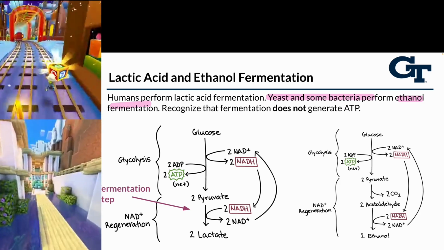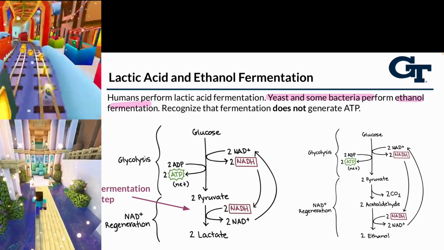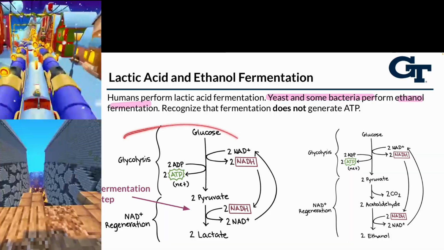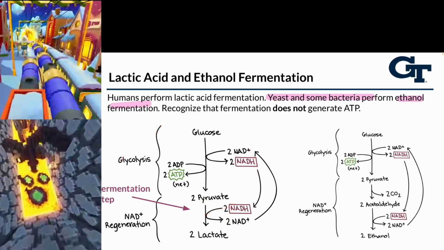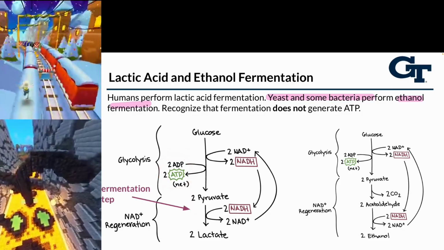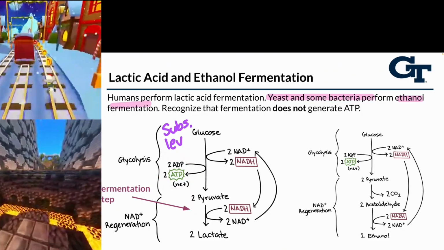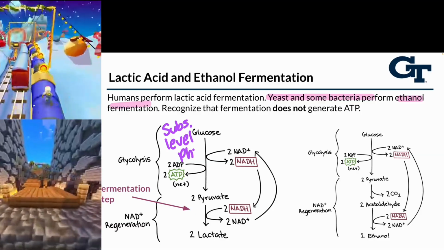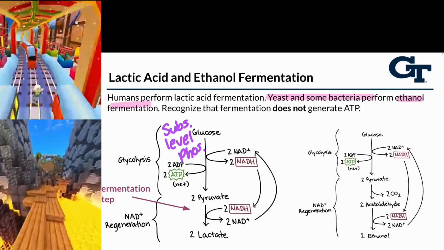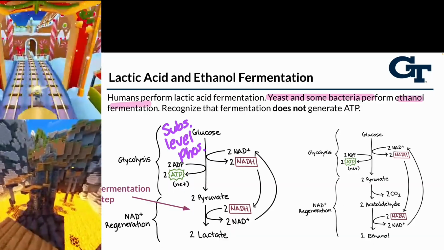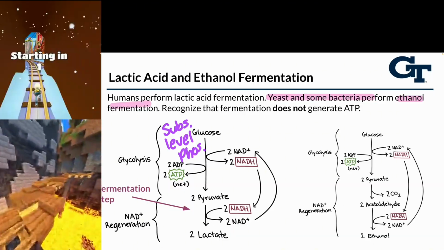So I like to think about fermentation as our last resort. Why? Because fermentation allows glycolysis to run. Now recall that glycolysis produces a little bit of ATP through substrate level phosphorylation, which means that we get some net ATP to carry out cellular processes. And we don't require oxygen at all in this process.